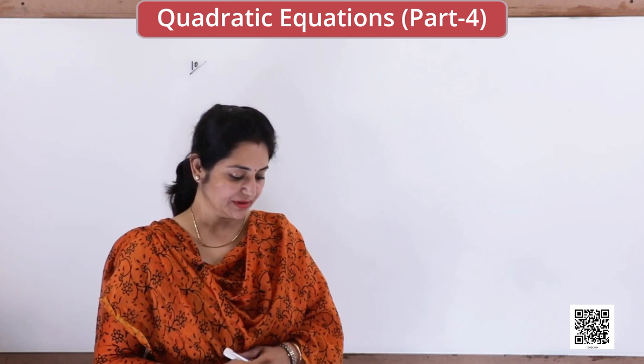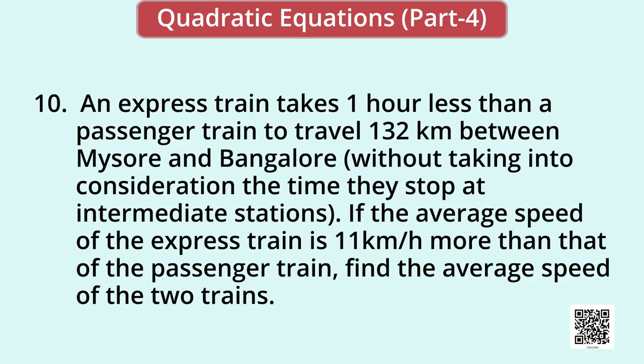So the next question, 10th question, an express train takes 1 hour less than a passenger train to travel 132 kilometers between Mysore and Bangalore without taking into consideration the time they stop at intermediate stations. If the average speed of the express train is 11 km more than that of the passenger train, the speed of express train is more than the passenger train by 11 km per hour. So we can suppose the speed of the passenger train to be x km per hour. So the speed of express train will be x plus 11 km per hour. Now find the average speed of the two trains.